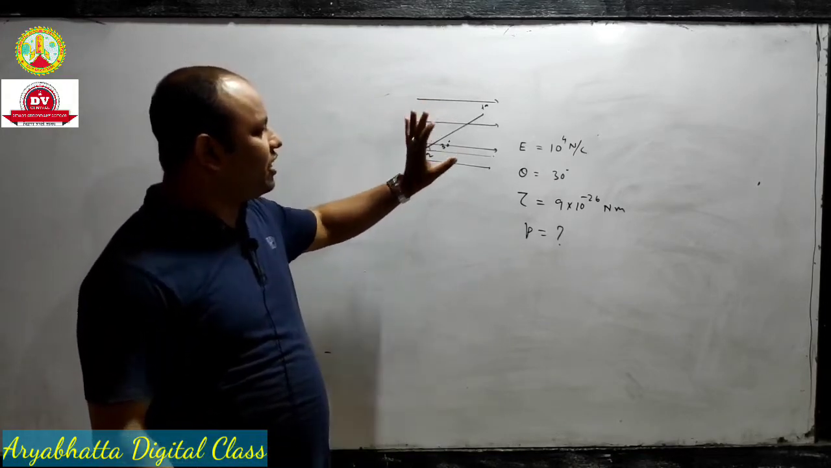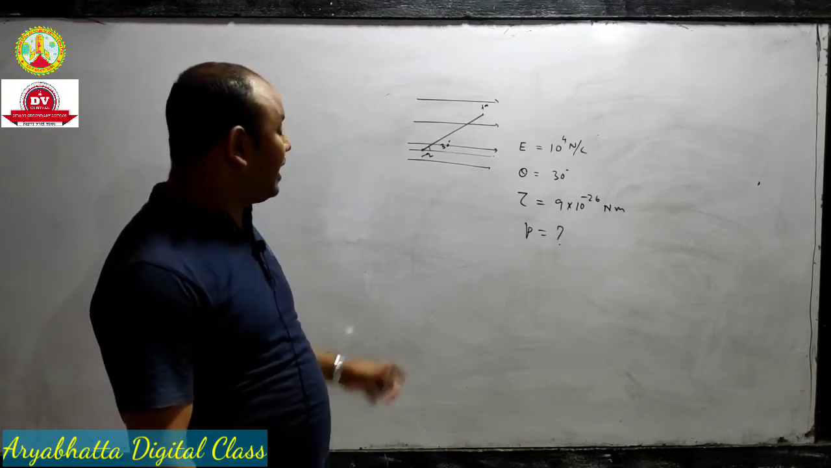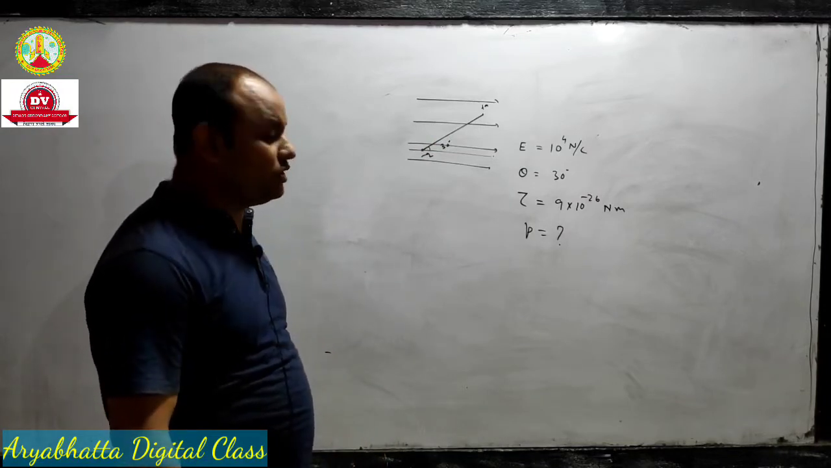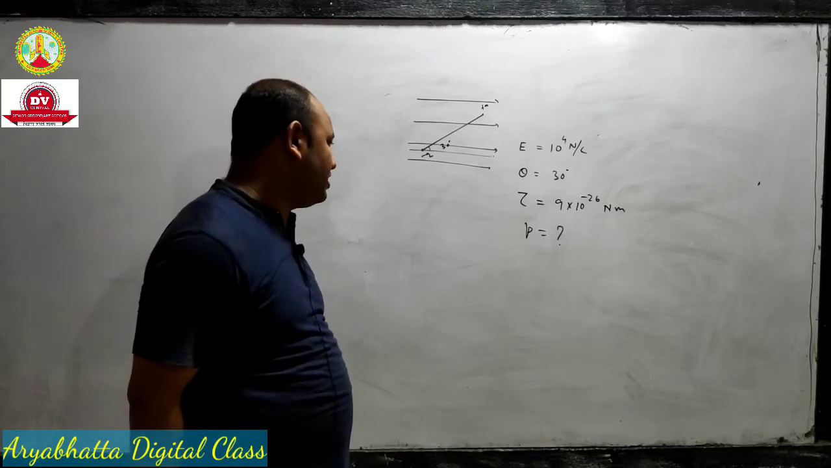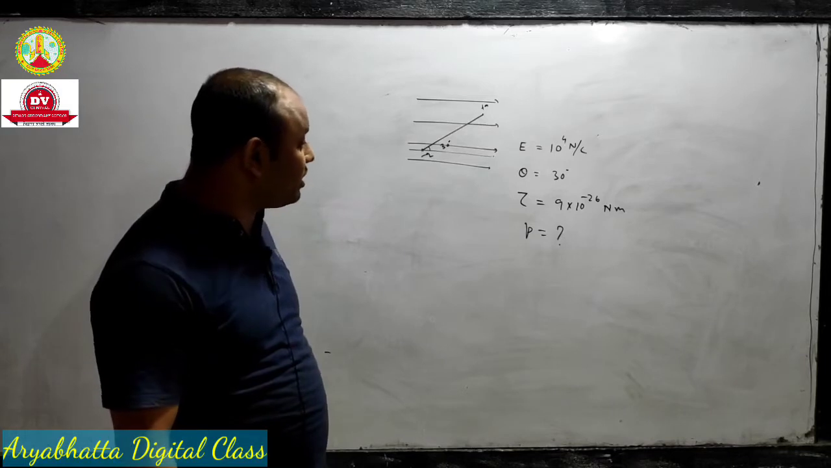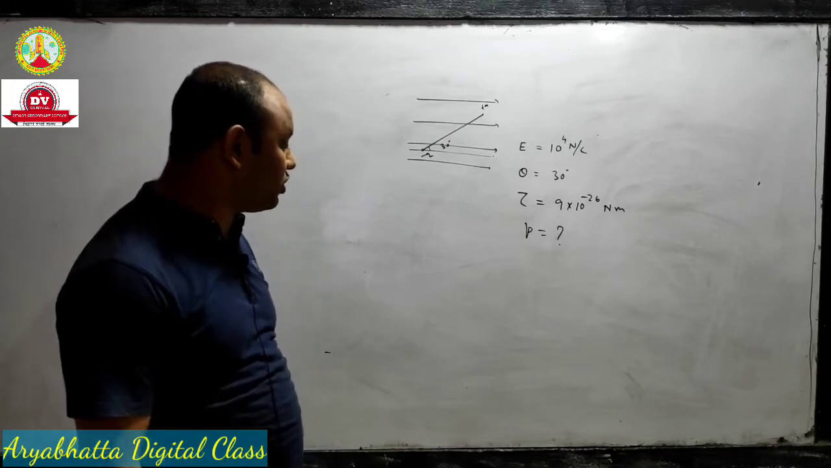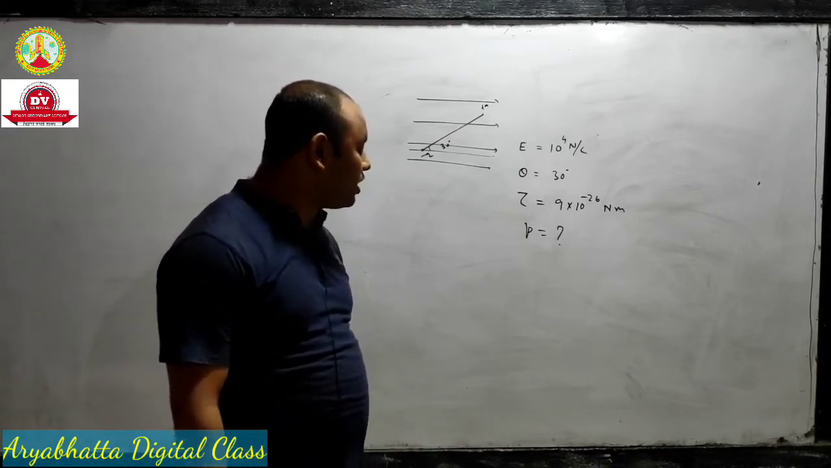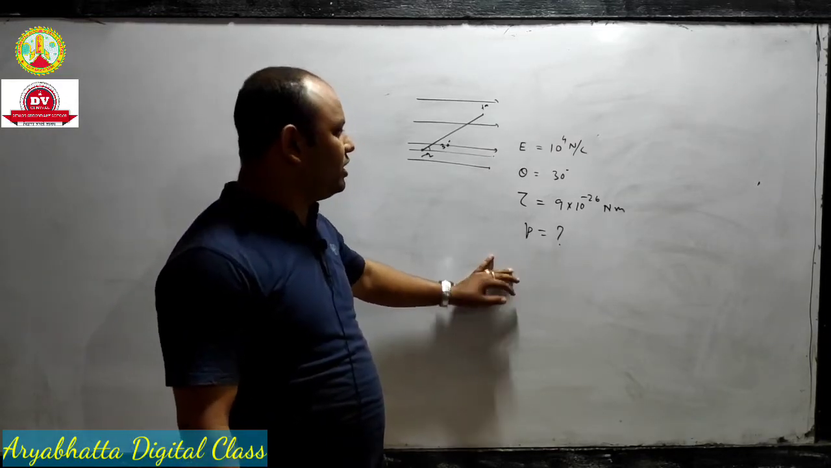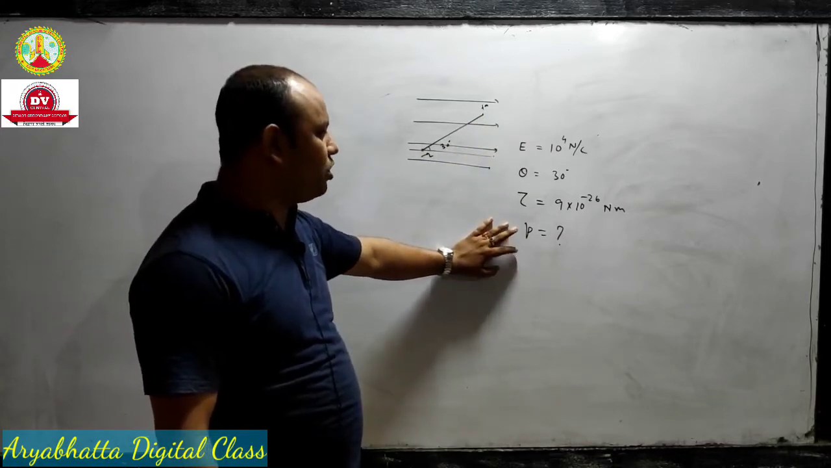So on this uniform electric field of magnitude 10 to the power 4 Newton per Coulomb, an electric dipole is held at an angle of 30 degrees, and the torque acting on that electric dipole is 9 into 10 to the power minus 26 Newton meter. We need to calculate the dipole moment of the electric dipole. These are given and we need to find the value of P, the electric dipole moment.